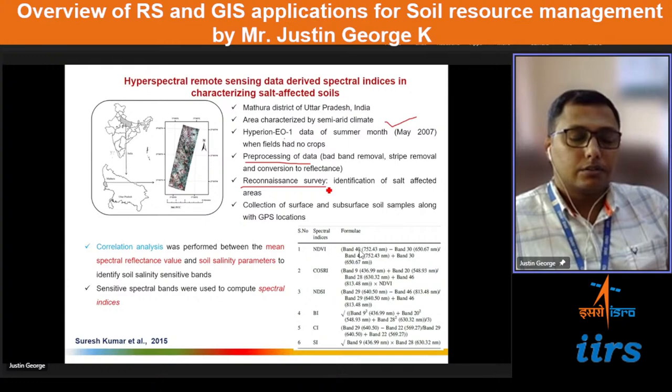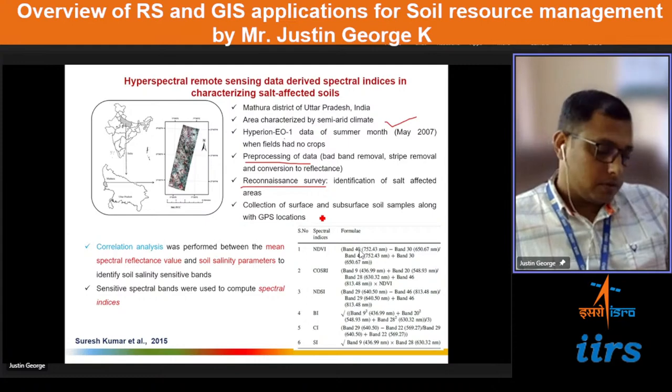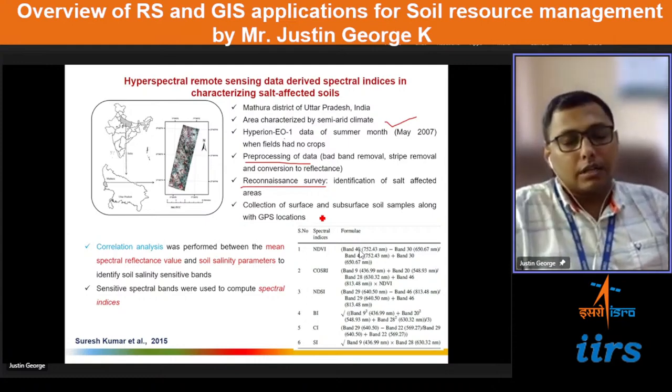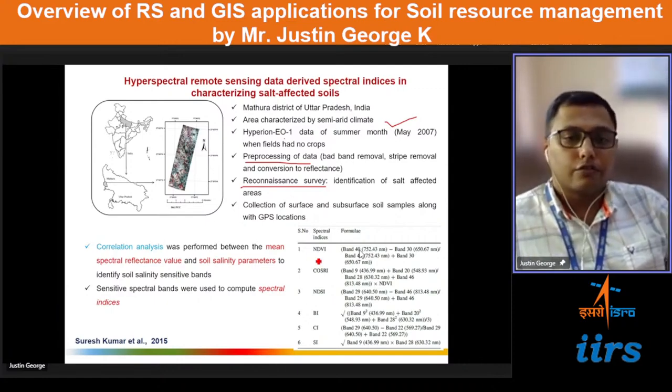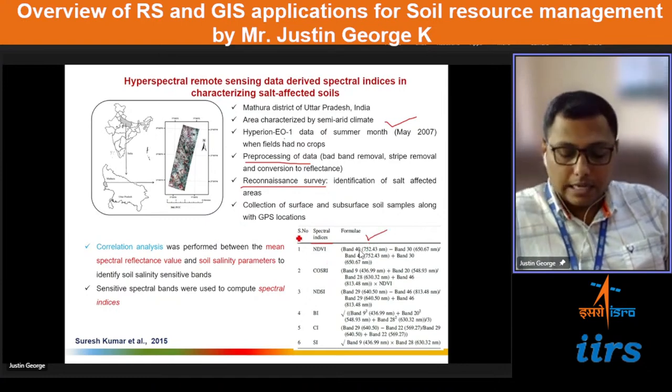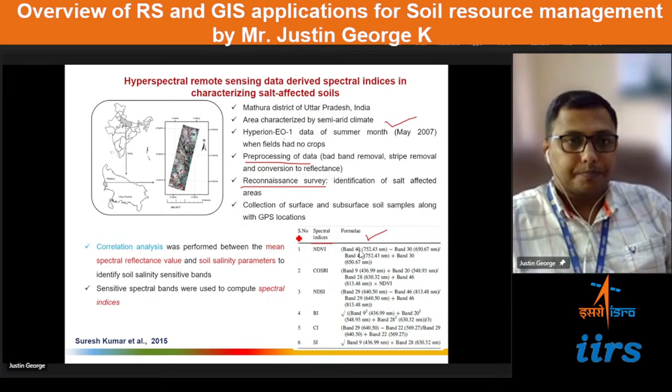Then the reconnaissance survey was also done for identification of salt affected areas. During the reconnaissance survey, various surface as well as subsurface soil samples were taken along with their GPS coordinates. After that, a correlation analysis was performed between the mean spectral reflectance value of the soil sampling locations and the corresponding soil salinity parameters in order to identify the soil salinity sensitive bands. And these sensitive bands were used for the generation of various spectral indices using different formulas or band combinations, as indicated in this table.